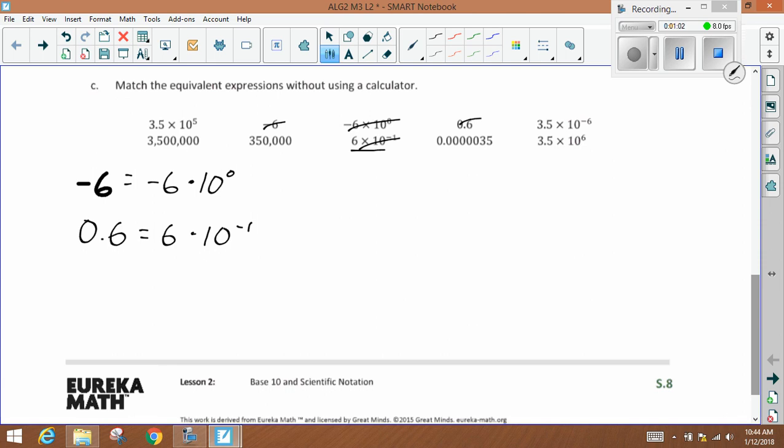Let's look at this one. How far do we move the decimal over to put it in scientific notation? We go 1, 2, 3, 4, 5, 6. So these two match, right? My bad. How about negative? Since it is a decimal, we got to go there. My bad. How about this one? How far did we have to move the decimal? 1, 2, 3, 4, 5. So these two match, which means that these two match, right?